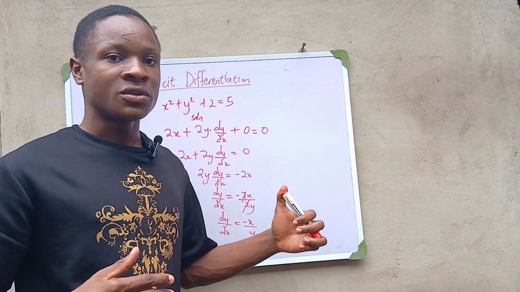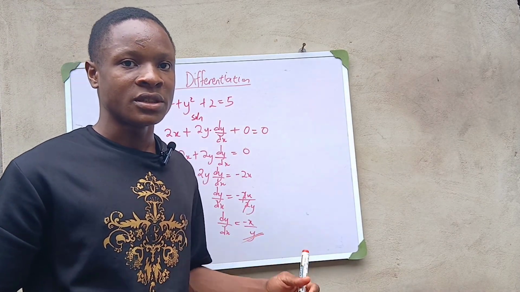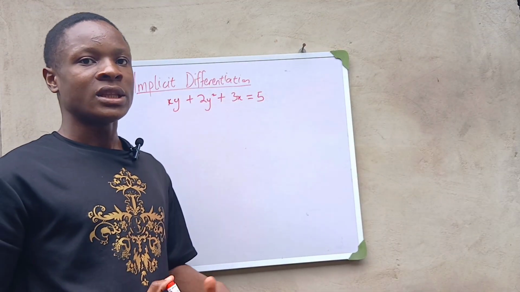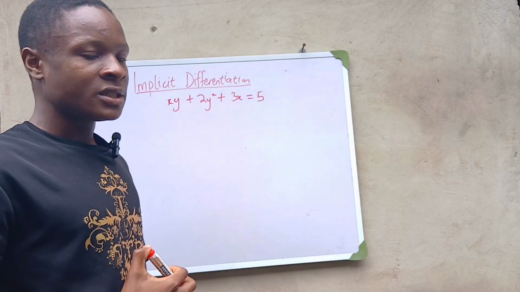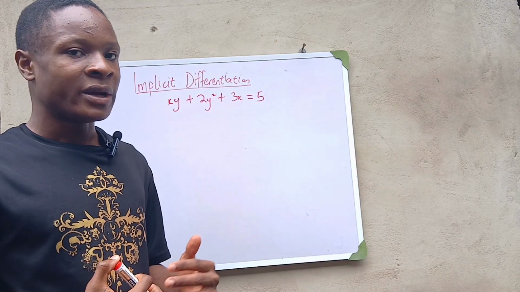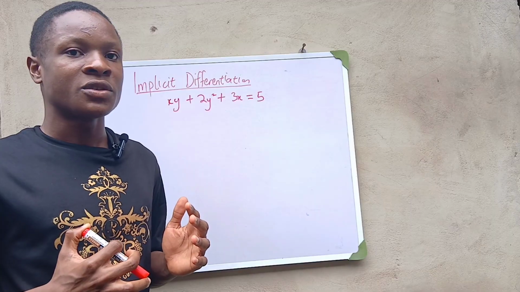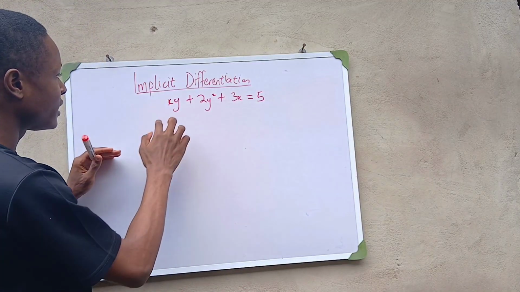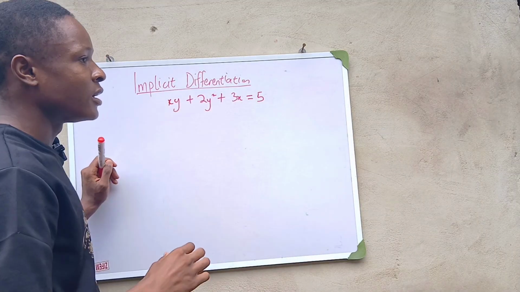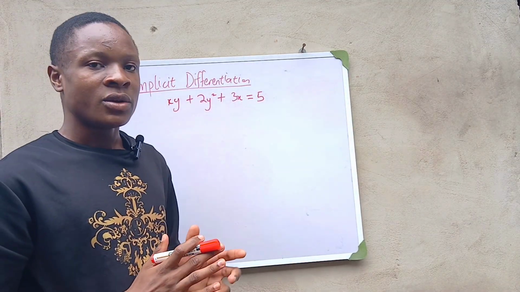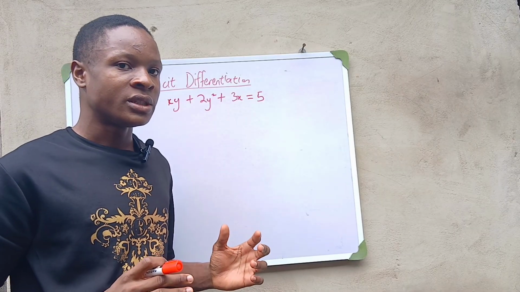Now let's go into solving more problems on implicit differentiation. Suppose we have an implicit function like this. What are we going to do in this case? This one looks more complex. So we are going to look at the function very well before we differentiate. Now looking at this, we find out that x is multiplying y. So what comes into our mind in this case? We are going to use the product rule in this case.